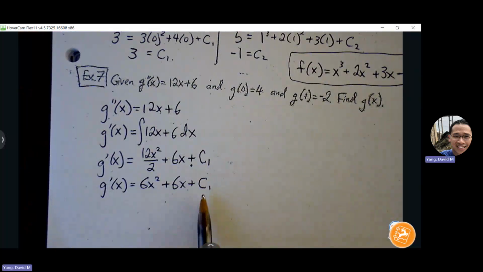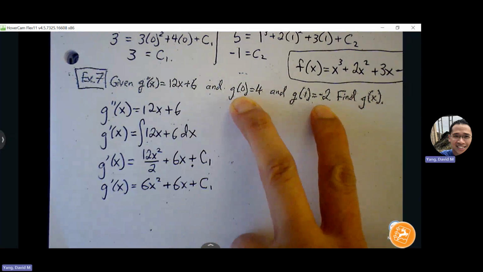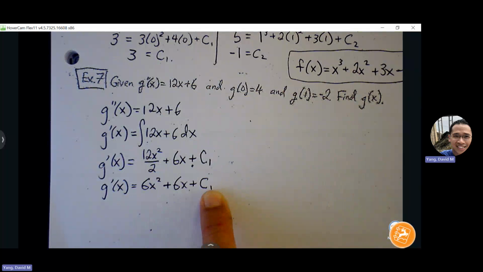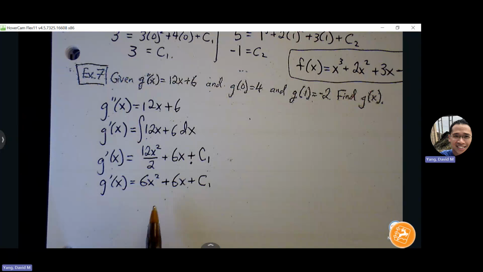Okay, do we have enough information to solve for c sub 1? Why not? Right, there's no ordered pair at the derivative level. So we're forced to hold on to that c sub 1 as we take another antiderivative. Just treat c sub 1 like it's a 1 or 3 or 5, but we have to hold on to it in this notation. So this is as far as we can go at the g prime level.